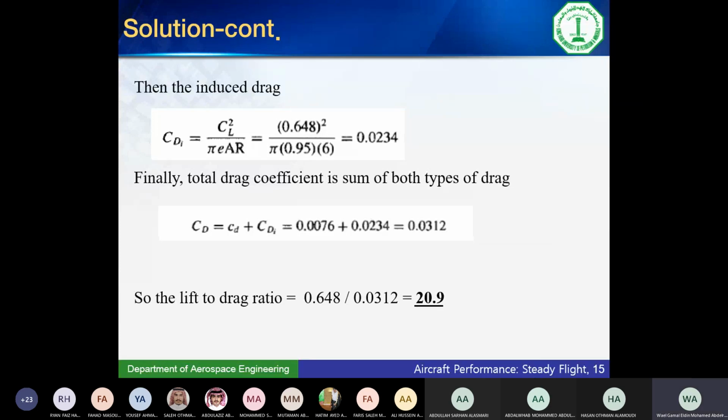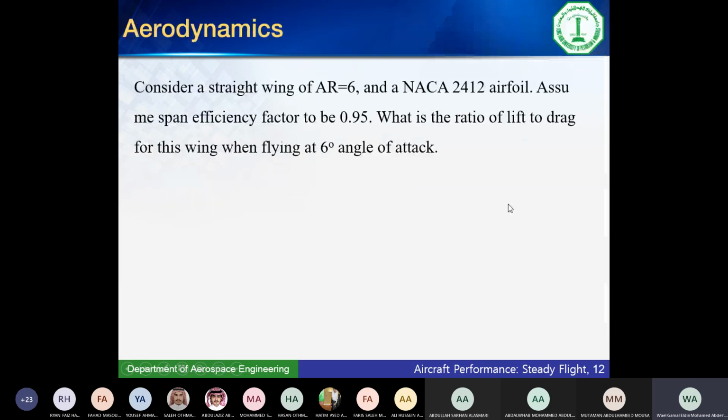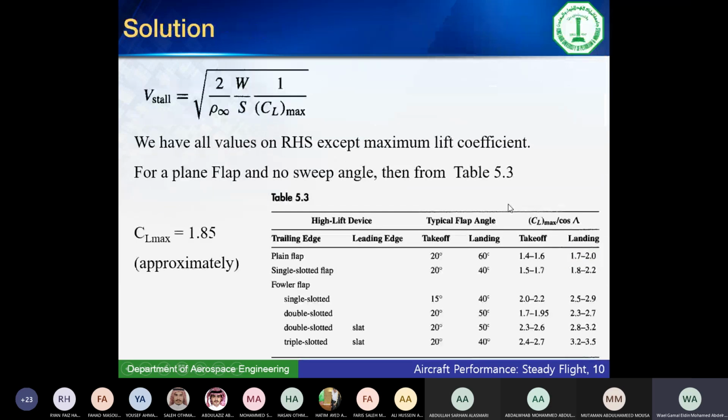Any questions? Doctor? Yes. So the total drag is equal to the drag polar plus the induced drag? No, not the drag polar. The parasite drag plus the induced drag. Both of them together is the drag polar. You see, this is parasite and this is induced. Let me show you the equation of the drag polar. I think we had it somewhere in the brief.